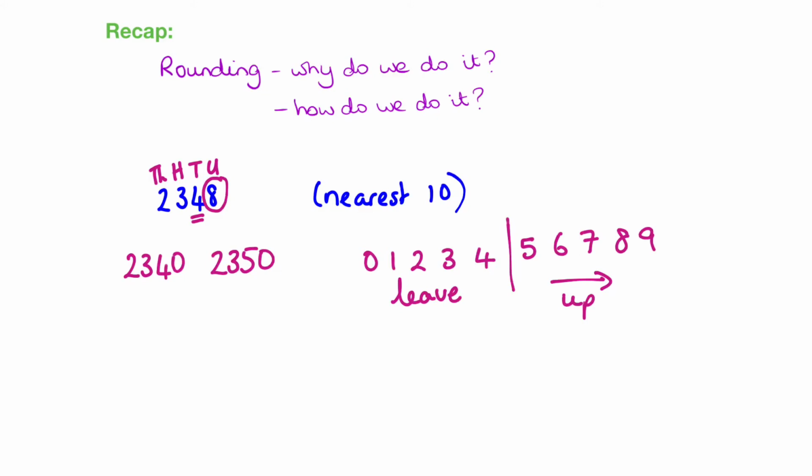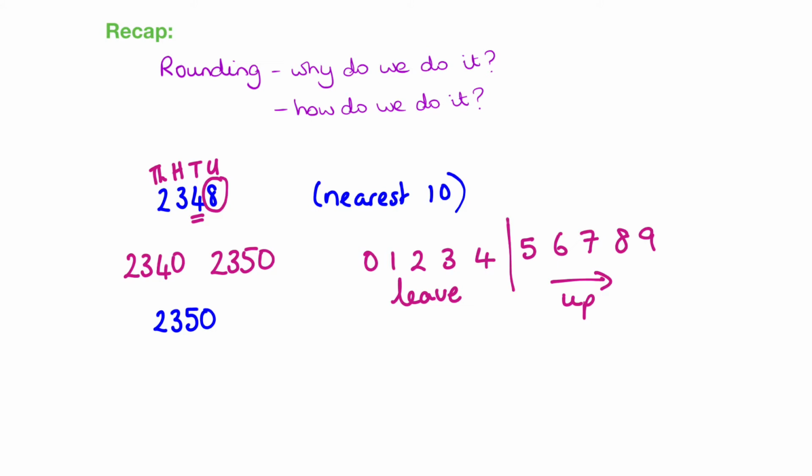So in our case, we've got an 8 here. So 8 belongs to this half, so we move up. That means we move the 4 up to a 5. In other words, we get 2,350. Now you've got to remember these zeros on the end. When we're looking at 2,348, if we change that 4 to a 5, but we forget about the 0 on the end, we'd have 235. And that is not a representation of 2,348. So you've got to keep the other digits meaning the same as they did before.